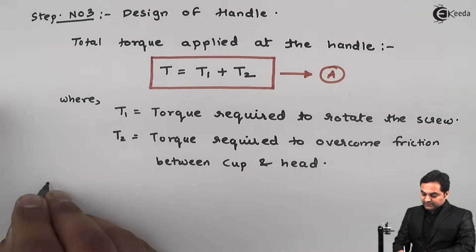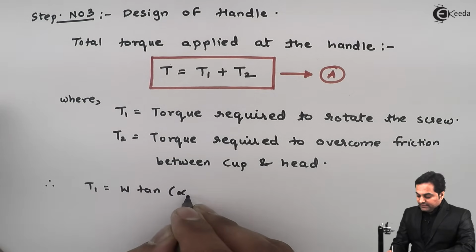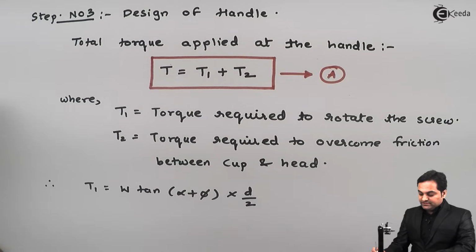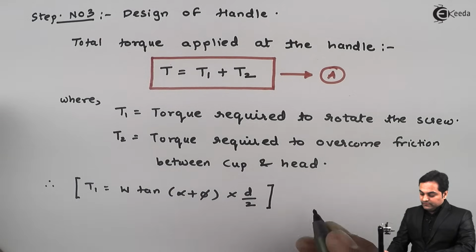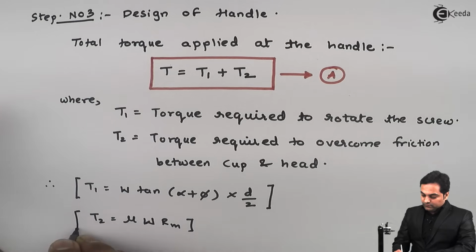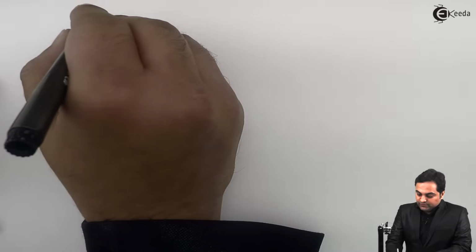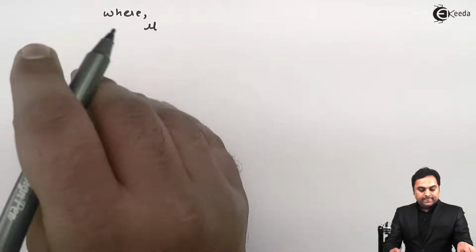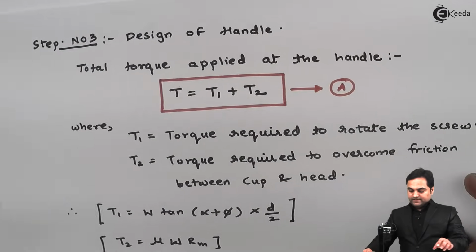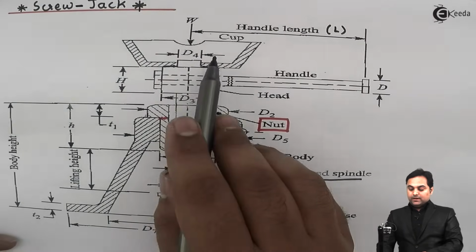So here I'll mention the values. Therefore T1, the torque required to rotate the screw, the formula is W into tan of alpha plus phi, multiplied by D by 2, where D is the mean diameter. Next, T2 is equal to mu1 W Rm, which is the torque required to overcome friction between cup and head. I'll denote it by mu1 to differentiate between the coefficients of friction, because mu will be the coefficient of friction between screw and nut, and mu1 will be the coefficient of friction between cup and head at this surface.